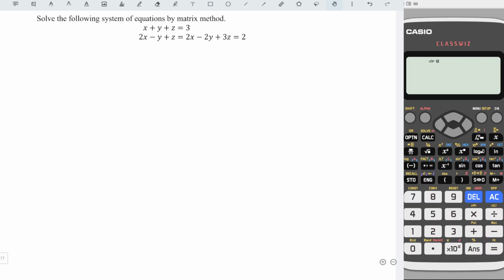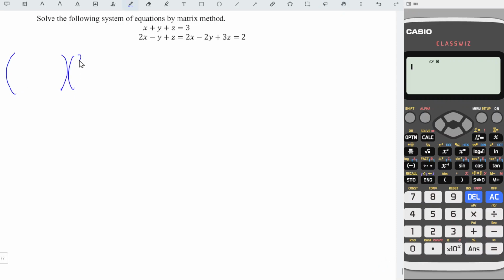In this video, we will learn how to solve the system of equations by using matrix method. First, copy all the coefficients of the corresponding unknowns. We have three unknowns for this case, namely x, y, and z. Make sure the precision of all the unknowns are exactly the same.